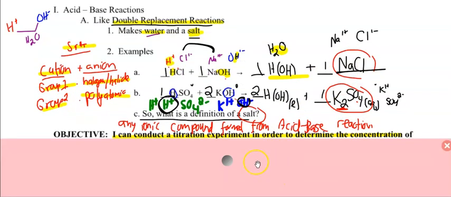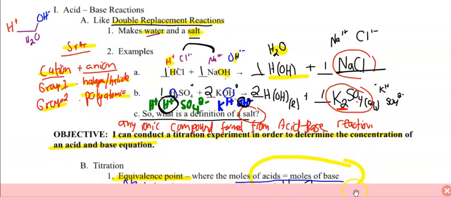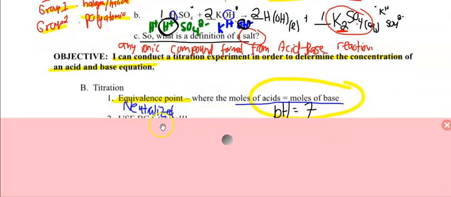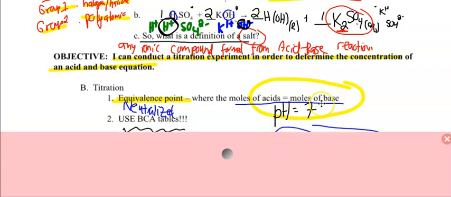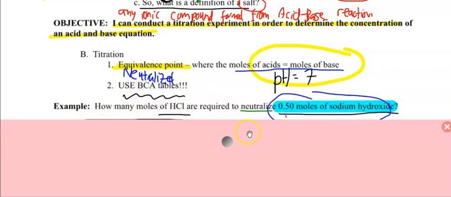So now our second objective, we can conduct a titration experiment in order to determine the concentration of an acid and base equation. So a titration, our goal is to find the equivalence point. Another way of saying that is when it's neutralized, where the moles of the acid and the moles of the base will be equal. That means the pH will be 7. In the lab, we'll do that experimentally, drop by drop by drop, using phenolphthalein. But theoretically, we're going to use BCA tables and some chapter 9 stoichiometry to figure that out.